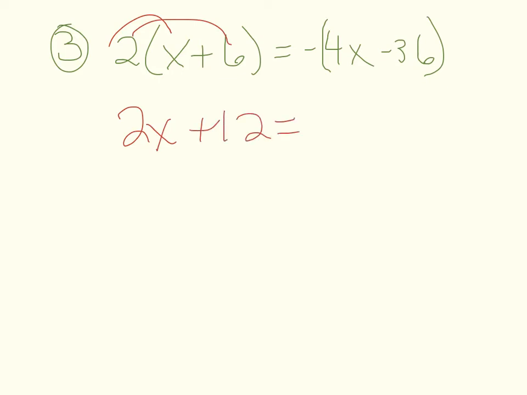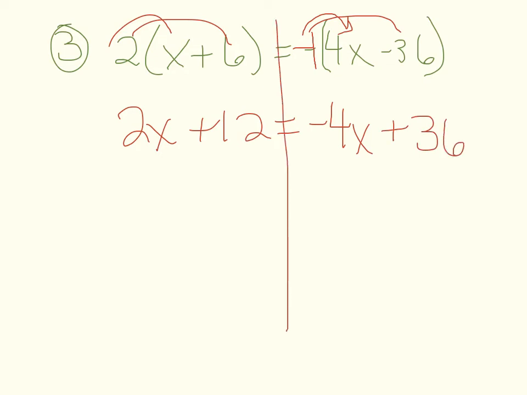Now remember on this one, when you have a negative outside the parentheses, it's actually a negative 1. So I'm going to distribute my negative 1. Negative 1 times 4x is negative 4x, and negative 1 times negative 36 is a positive 36. Remember, when you multiply by a negative, it's going to change the signs.